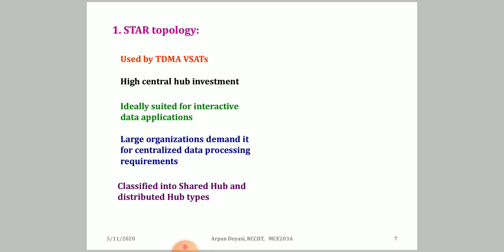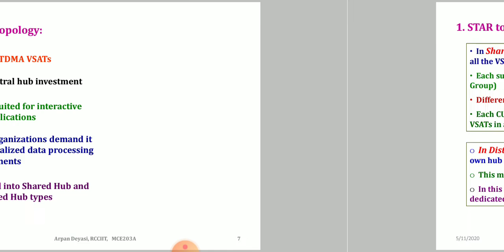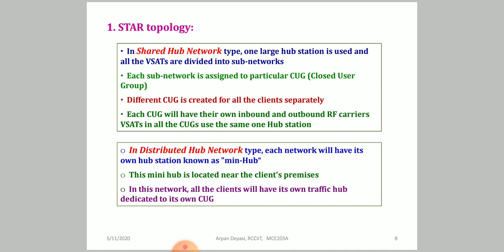And it is classified into two types. One is called the shared hub, another is called the distributed hub. So let me go into slightly more detail on what a shared hub and what a distributed hub is. In a shared hub network, one large hub station is used and all the VSATs are divided into subnetworks.